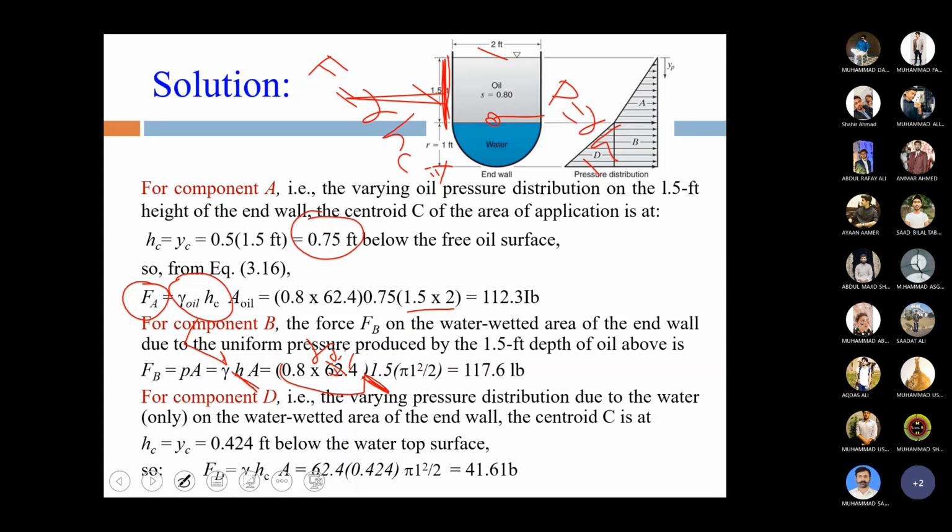हमें पता है फोर्स किसके इक्वल होती है? प्रेशर टाइम्स एरिया. सो प्रेशर ड्यू टू ऑयल एंड एरिया जिस पे वो अप्लाई हो रहा है. अब किस पे अप्लाई हो रहा है? वो वाटर का एरिया है. ठीक है जी. अब वो कैसे आएगा? पाई आर स्क्वायर बाय 2 विच इज फॉर सेमी सर्कल.